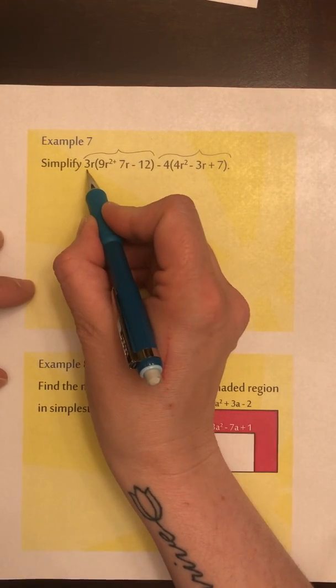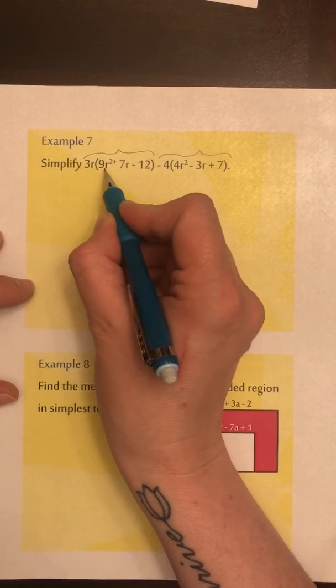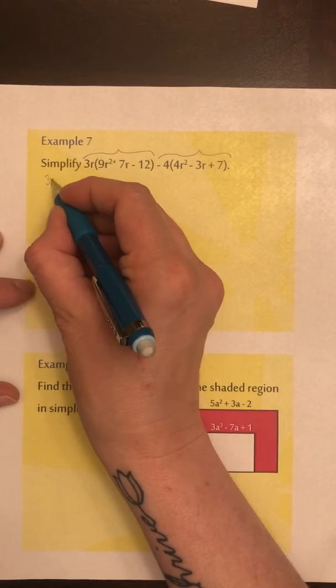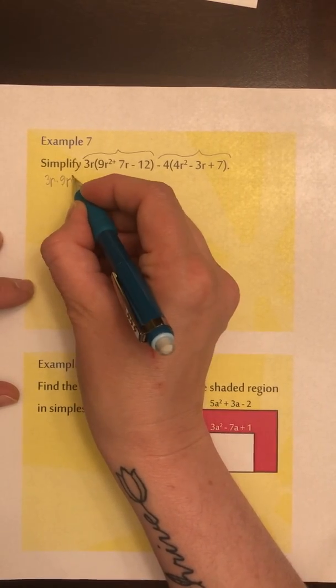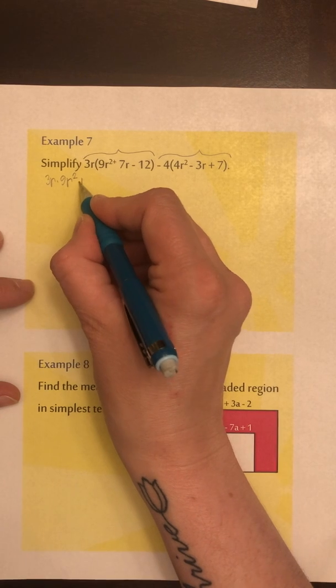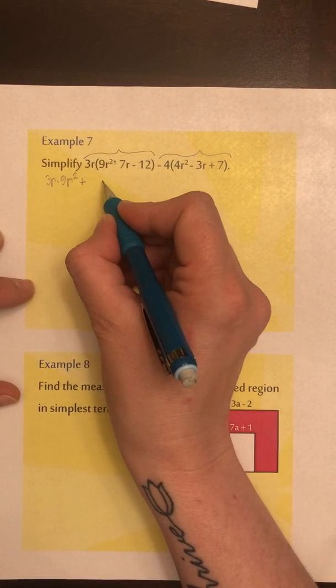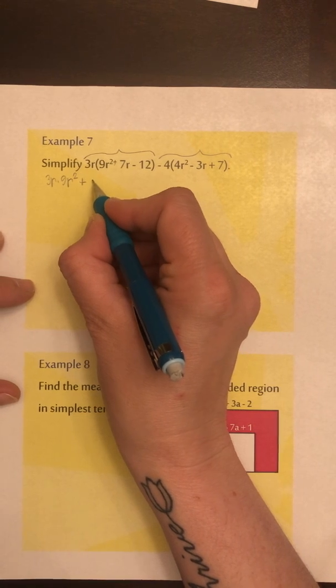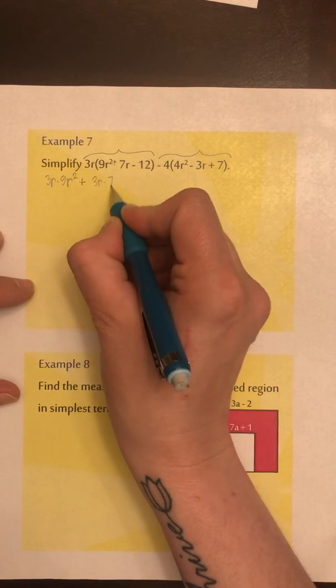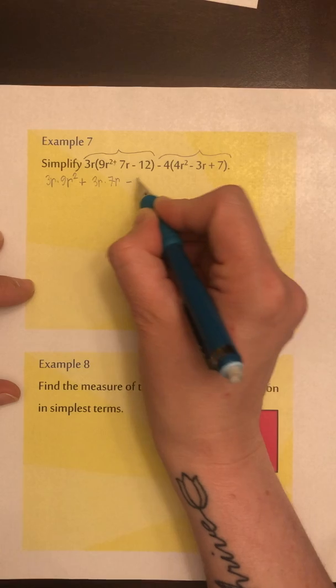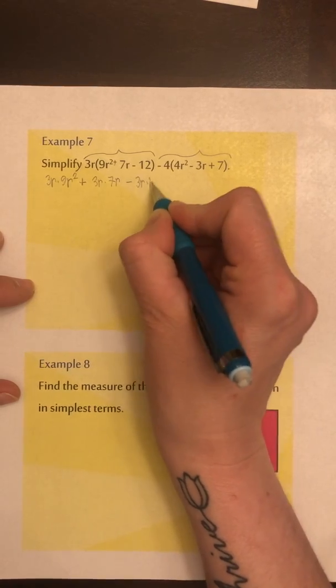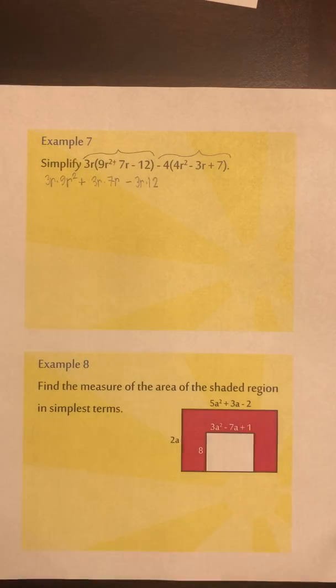So here I'm going to do 3r times 9r squared plus, and by the way, that's a typo. That plus should be like a normal plus sign. It just accidentally didn't get moved down. Plus 3r times 7r minus 3r times 12. So essentially all I've done so far is what we've done in the first 6 examples. I'm showing my work where I'm distributing the 3r.